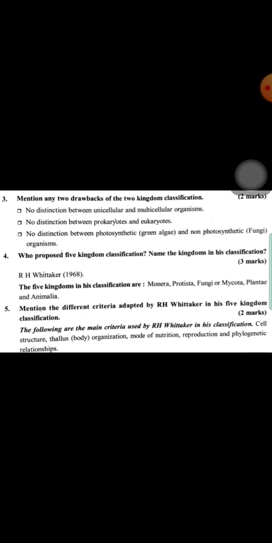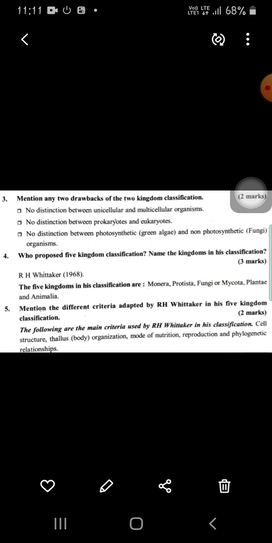Next are the drawbacks of the two kingdom classification. They are the lack of distinction between unicellular and multicellular, prokaryote and eukaryote, photosynthetic and non-photosynthetic, and the lack of distinction between green algae and fungi. These are the drawbacks of the two kingdom classification. They may ask this for 2 marks.